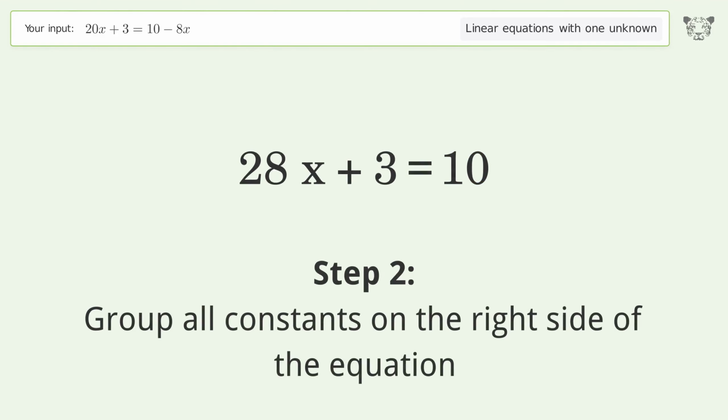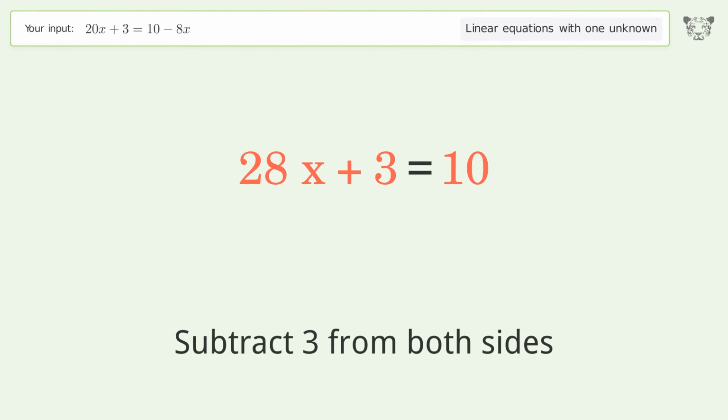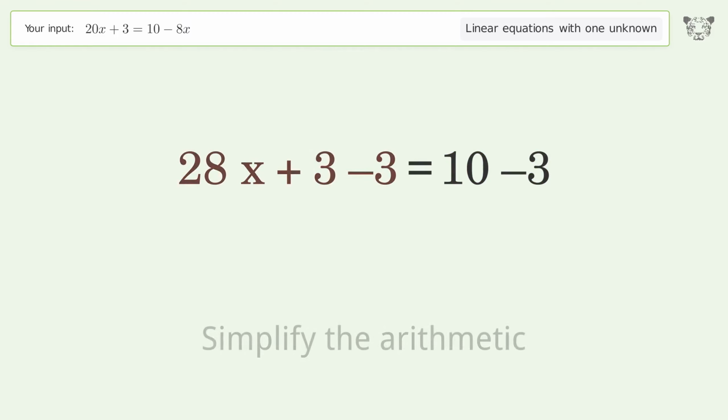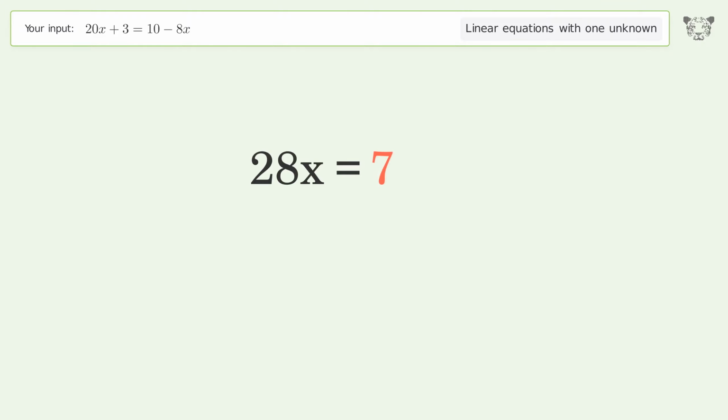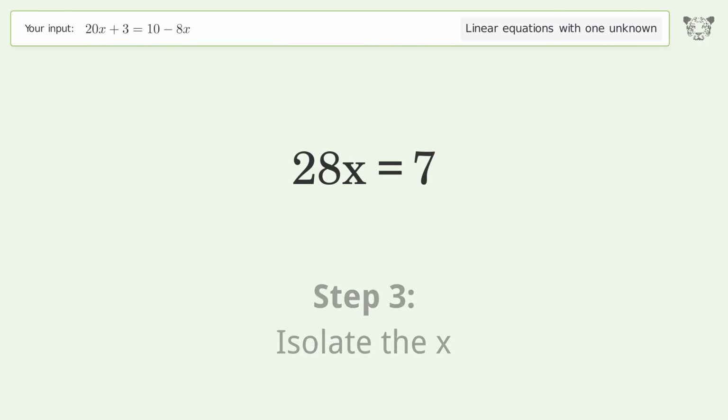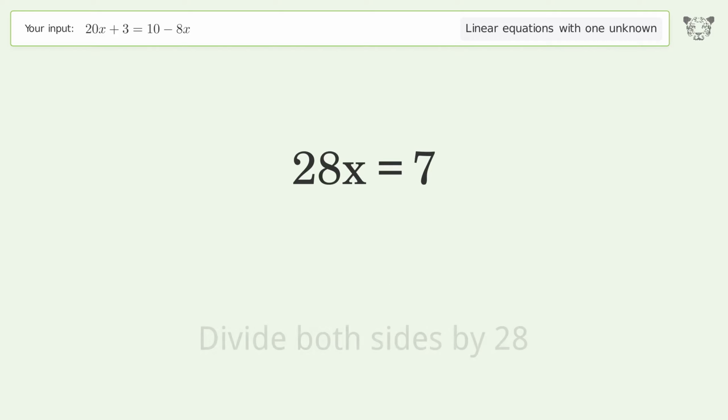Group all constants on the right side of the equation. Subtract 3 from both sides. Simplify the arithmetic. Isolate the x. Divide both sides by 28.